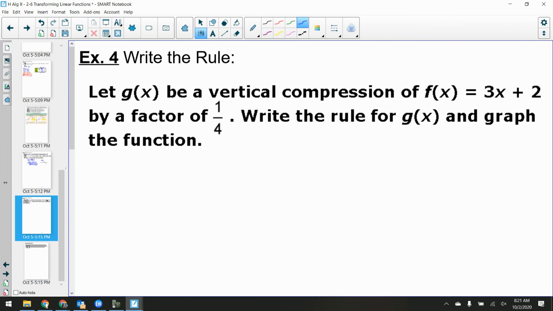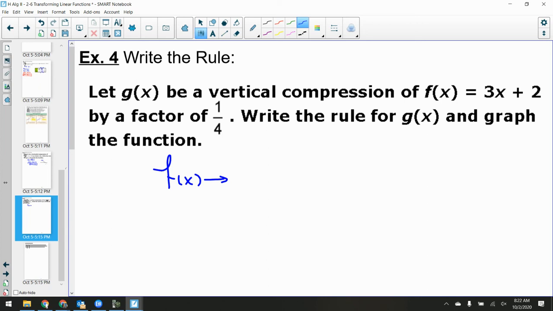Let g of x be a vertical compression of f of x equals 3x plus 2 by a factor of 1/4. All right, well, if it's a vertical compression, what's f of x going to map to? Vertical compression by 1/4. F of x is going to map to what?